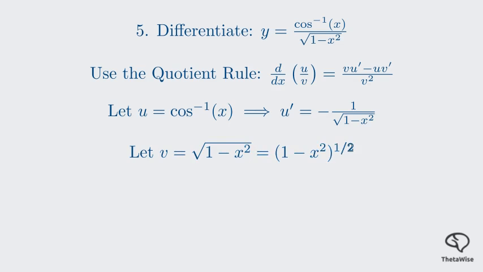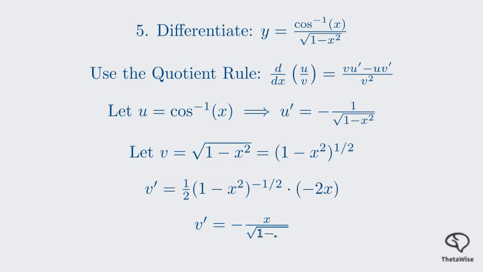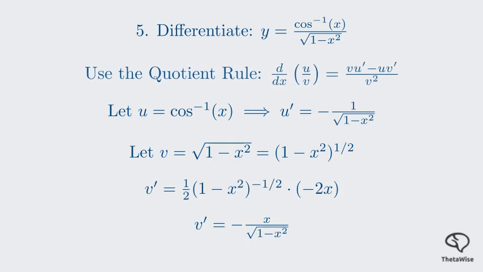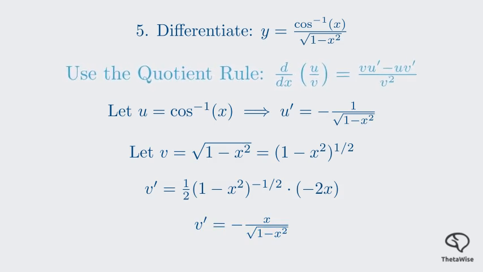We need to use the chain rule to find v prime. v prime is 1/2 times the quantity 1 minus x squared to the negative 1/2 power, multiplied by the derivative of the inner function, negative 2x. The 2's cancel, and we can move the negative 1/2 power to the denominator as a square root. So, v prime is negative x over the square root of 1 minus x squared. Now we have all the pieces. Let's substitute them into the quotient rule.